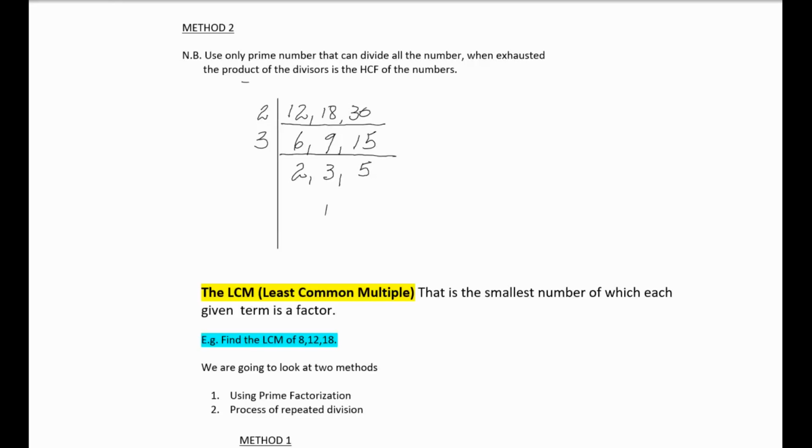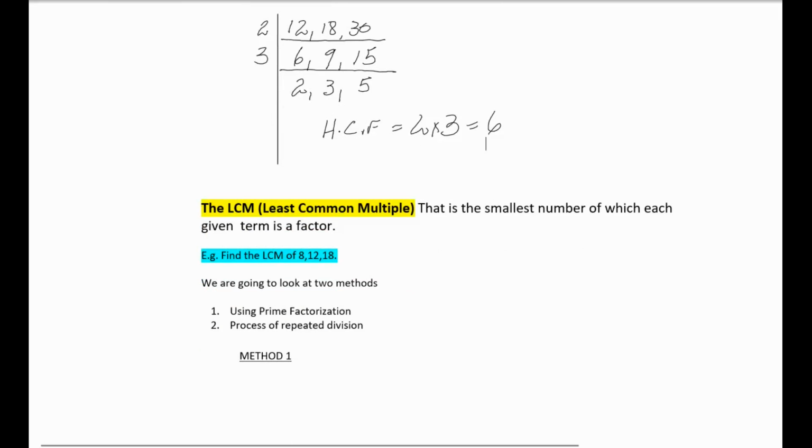So the H.C.F is given by the product of these two divisors, which is 2 times 3, which is equal to 6. So the two different methods yield the same answer. So you just have to choose which one you want and try to practice that.